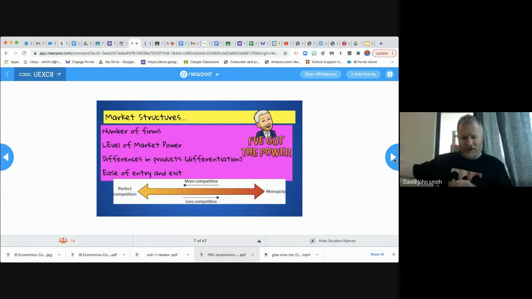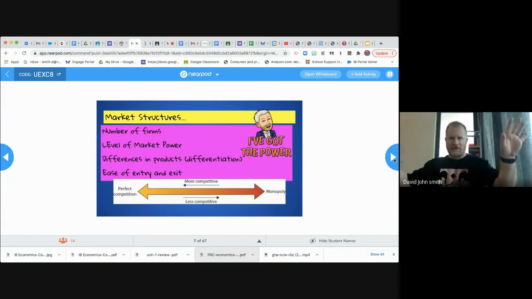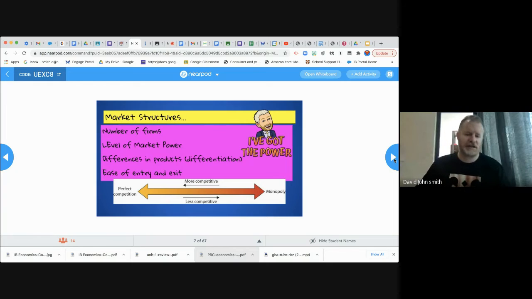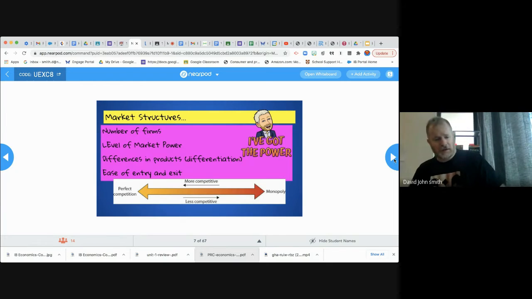So the monopolist is going to be the least competitive structure of all of the business structures there could possibly be. And businesses are going to chop and change. They're going to move through these structures potentially throughout their lives. Some of them quite deliberately so, others maybe not as deliberately so.